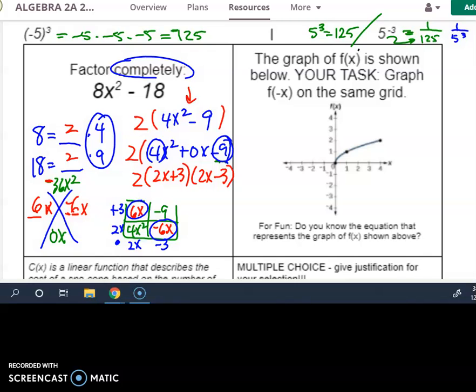In the second problem, the graph of f of x is shown. The task is to graph f of negative x on the same grid. So the negative is inside the function. That means this is a reflection over the y-axis. So 0, 0 is still going to stay at 0, 0. 1, 1 will become negative 1, 1. And 4, 2 will become negative 4, 2. So our graph will look like this.